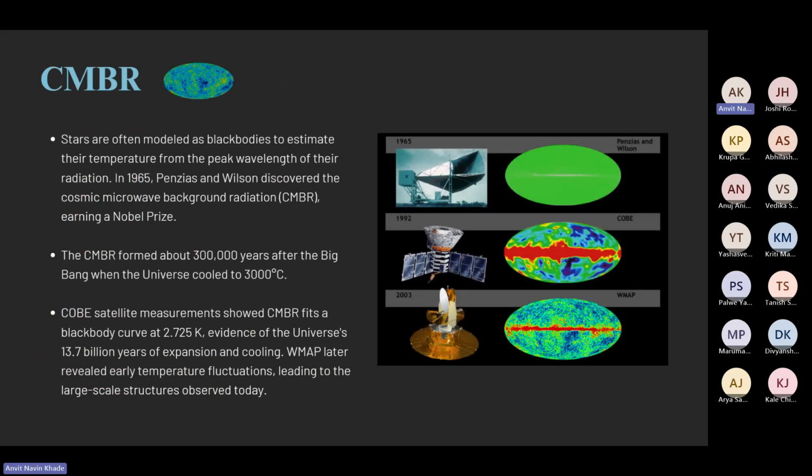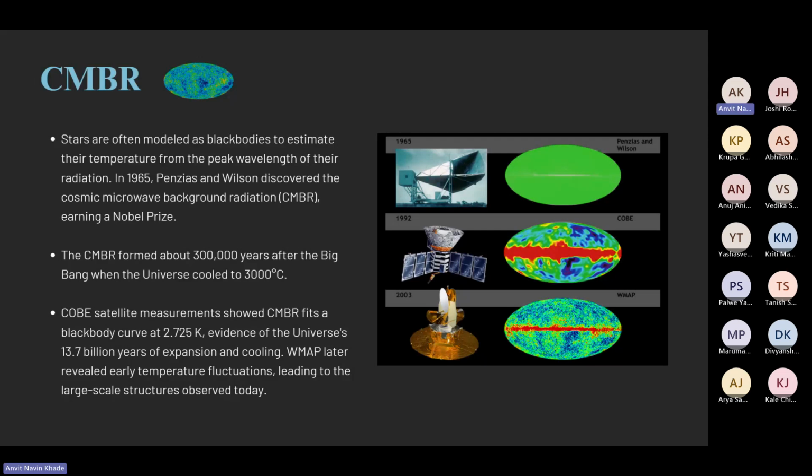This is one of the important applications of black body radiation, CMBR, or cosmic microwave background radiation. Discovered by Penzias and Wilson in 1965, CMBR provides a snapshot of the entire cosmos approximately 300,000 years after the Big Bang. COBE satellite measurements showed CMBR fits a blackbody curve at exactly 2.725 Kelvin, indicating that the universe has undergone expansion and cooling over 13.7 billion years.